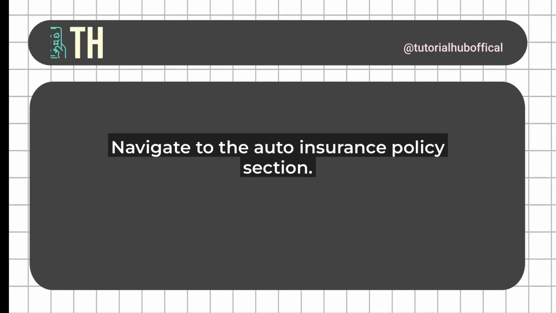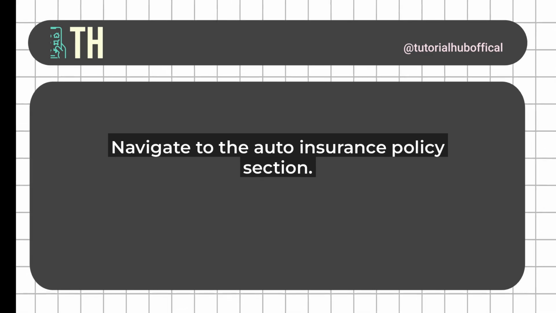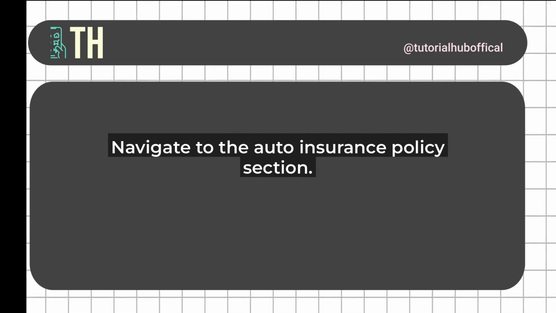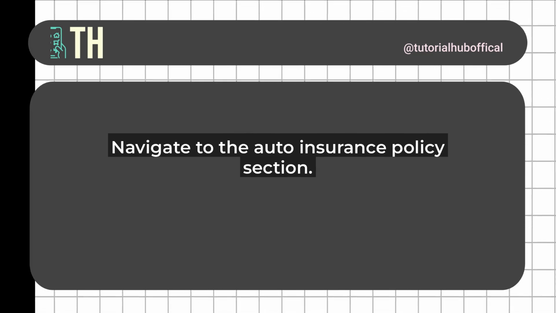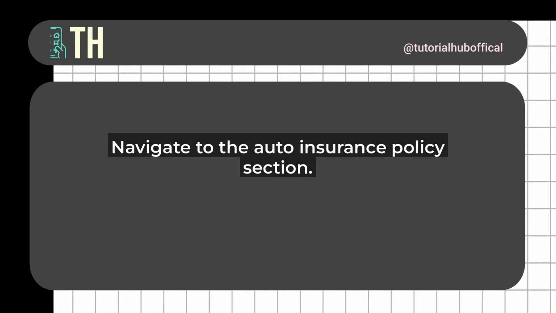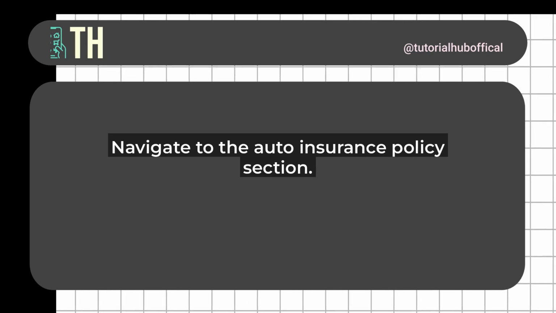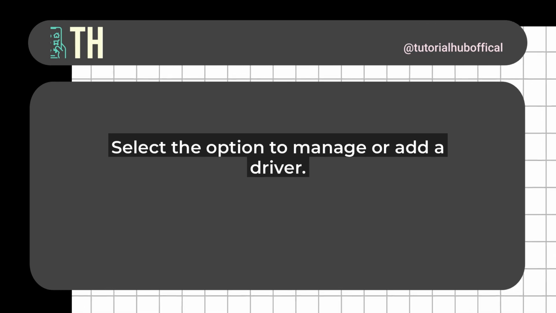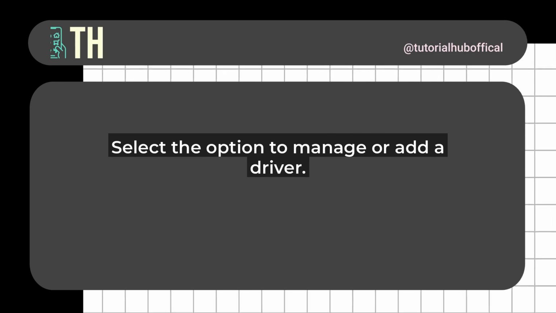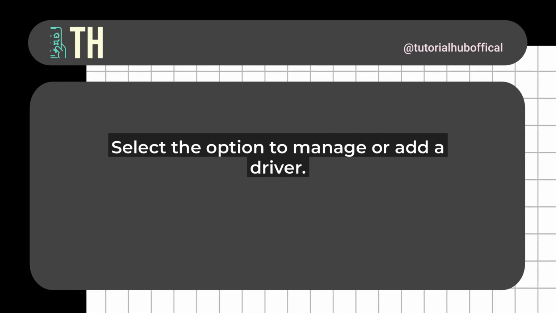Let's dive in. First, make sure you have your USAA login details ready. Start by opening the USAA website or app on your device. Once you're logged in, head over to the My Accounts section and select your auto insurance policy. This is where all the magic happens.